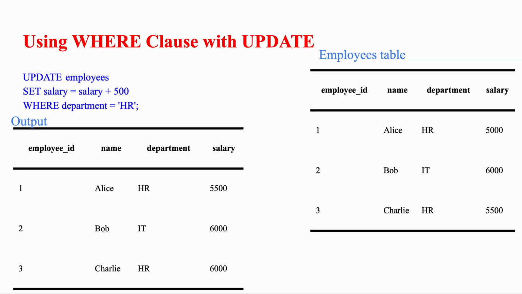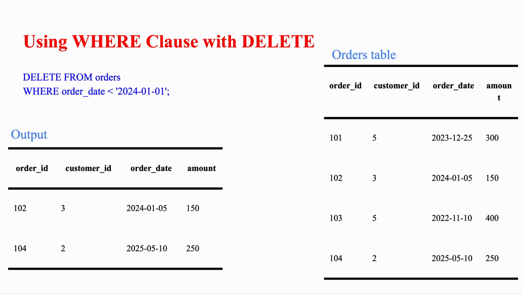WHERE is also used with UPDATE. In this employees table, we want to give a salary raise, but only for HR employees. So we write UPDATE employees SET salary = salary + 500 WHERE department = 'HR'. Only the HR employees get the salary increase.